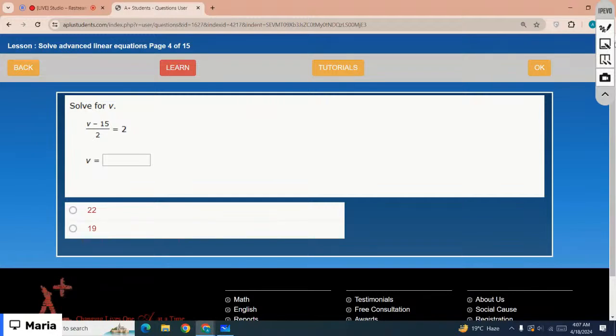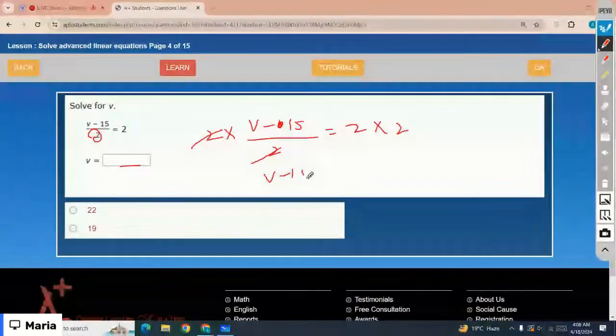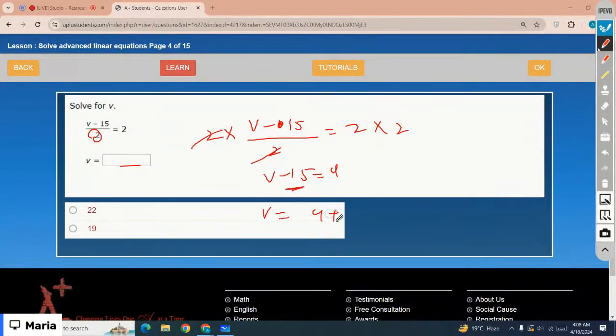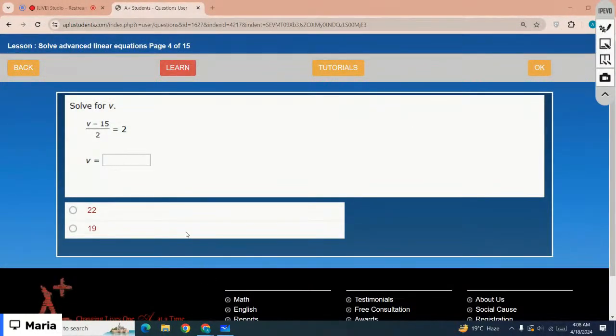Solve for v. Okay, let's just solve for v. First thing is you have to remove that denominator, right? So you need to multiply both sides by 2. 2 times 2, right? So 2 and 2 cancel out. You are left with v minus 15 equals 4, right? Now you need to move that 15 to the other side. So that would be 4 plus 15. And 4 plus 15 equals 19. So the correct option is 19. The second one is the correct option. Got it? Sorry, I revealed the answer too early. Next time I will be careful. The correct option is v equals 19.